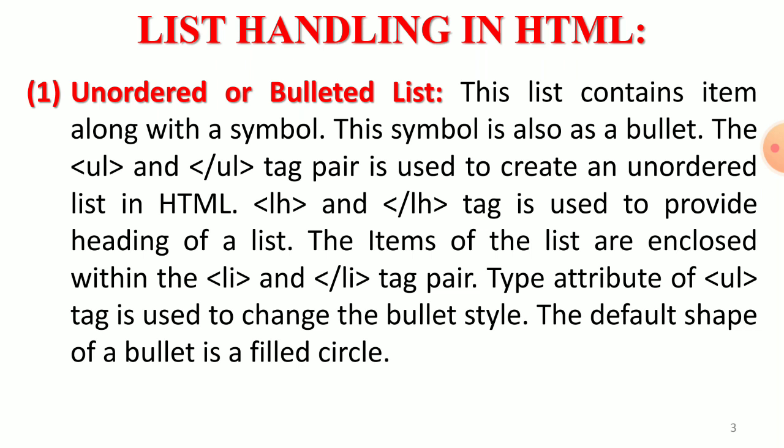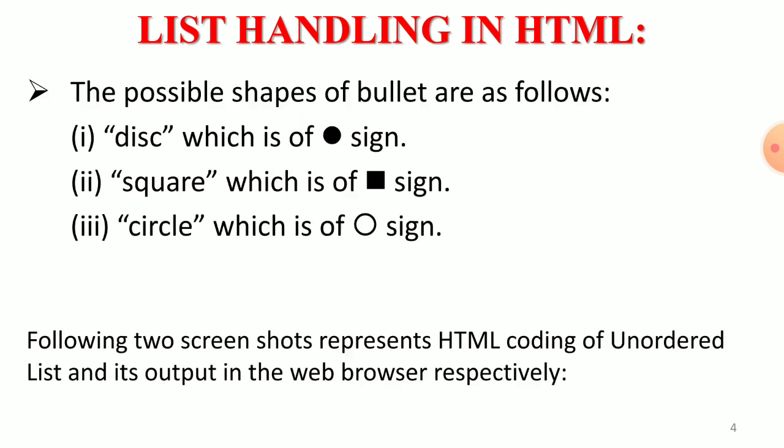The type attribute of the UL tag is used to change the bullet style. The default shape of a bullet is a filled circle. That is an unordered list. The possible shapes of bullet are as follows. First is disc, second is square, and third is circle.